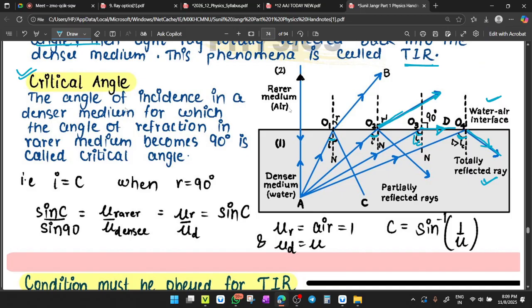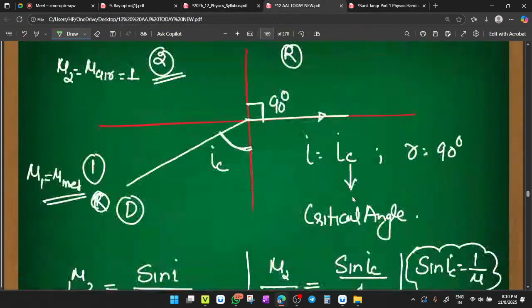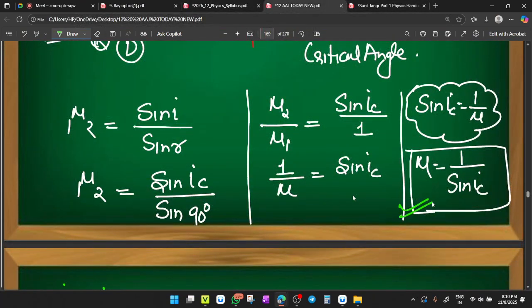We just read that the angle of incidence in a denser medium for which the angle of refraction in the rarer medium becomes 90 degrees is called the critical angle. That is, i equals C. The value of the angle of incidence becomes C when r equals 90 degrees. So sine C equals mu rarer upon mu denser. In this, we have completed it all here. No need to write it again. Mu equal to sine C. Clear or not?